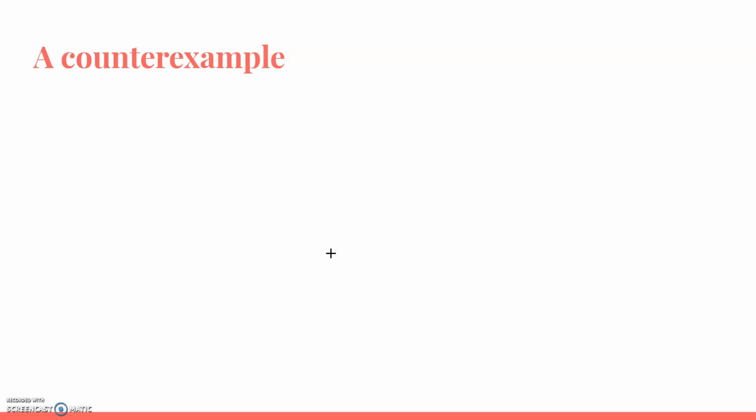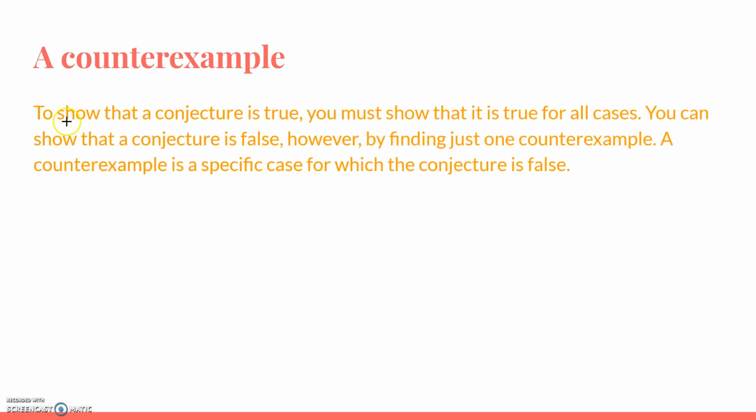Okay. So now, a counterexample. To show that a conjecture is true, you must show that it is true for all cases. You can show that a conjecture is false, however, by finding just one counterexample. A counterexample is a specific case for which the conjecture is false. You do have to test multiple cases to check if it is true, but to check if it's false, you just need to find one counterexample, and then the conjecture is false.